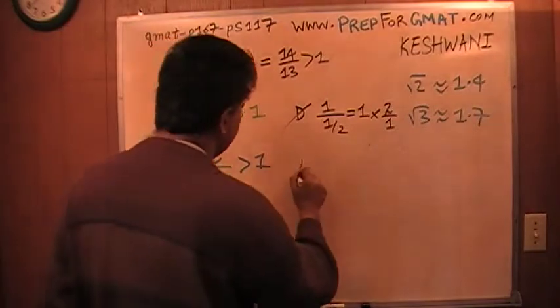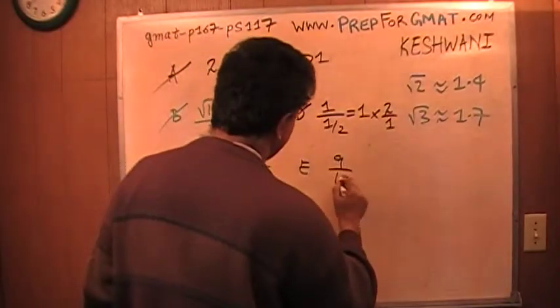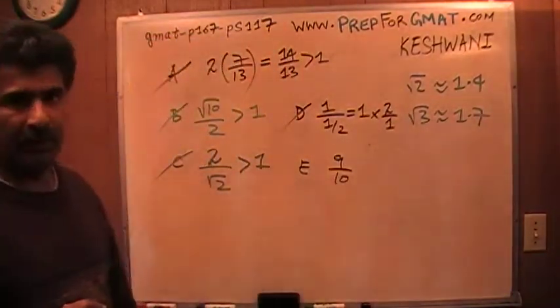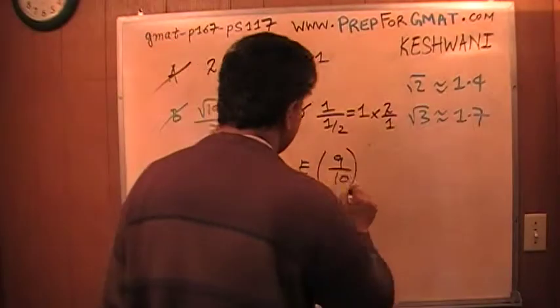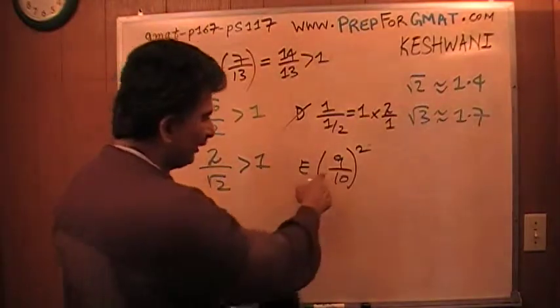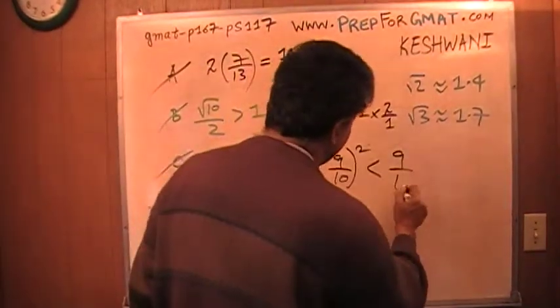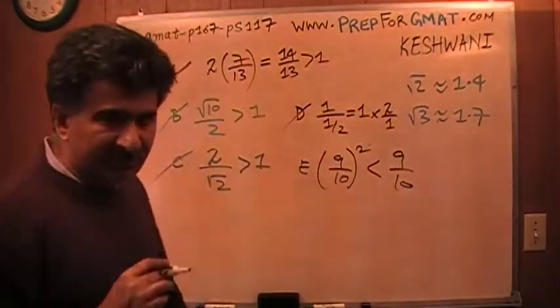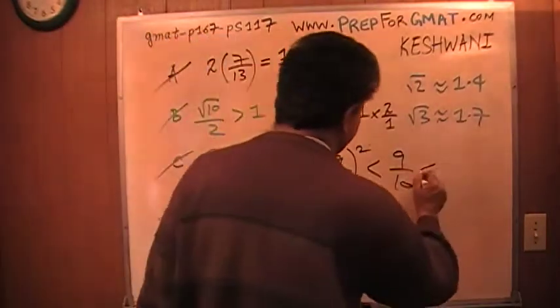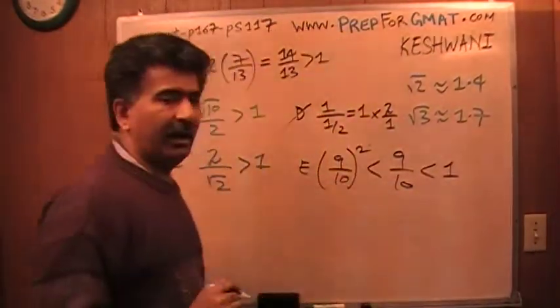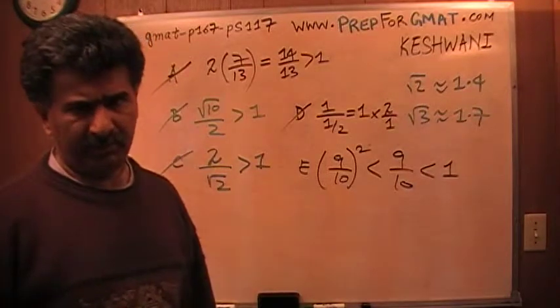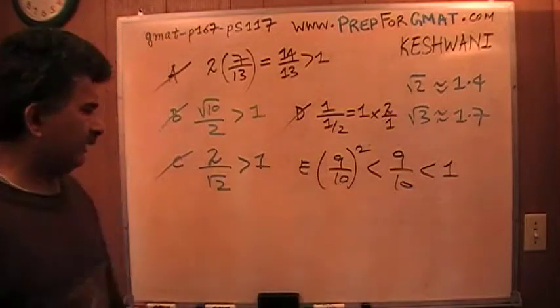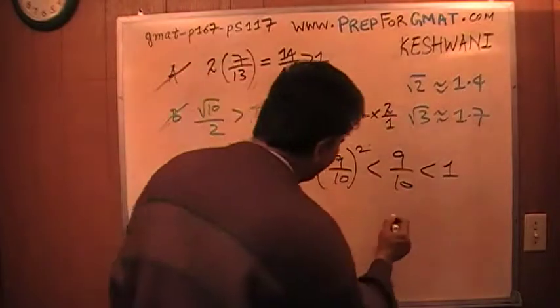Oh, there you go. E, we have 9/10 squared. Since 9/10 is less than 1, if you have a quantity that is less than 1, and if you square it, it gets even lower. So this quantity is actually less than 9/10, which means it's definitely less than 1. Again, what it is, is of no interest to us. Don't waste your time trying to figure it out. It's not necessary.